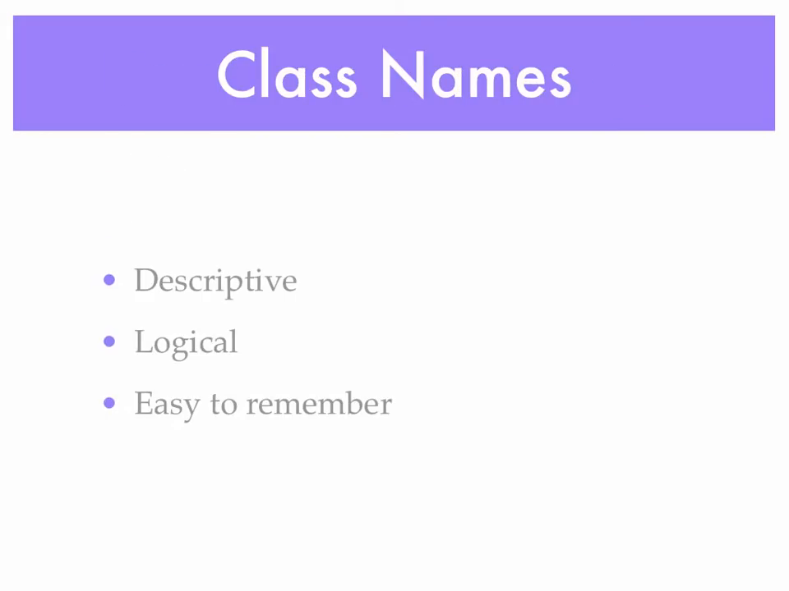All right, class names should be descriptive, logical, and easy to remember. You're going to go back and look at your code later on, and if you've named something A, you'll say, what's class A do? I don't know what it is. So we will try as much as possible to give descriptive names, and sometimes that ends up being a long name. That's fine. You want them to be logical, and you do want them to be easy to remember.